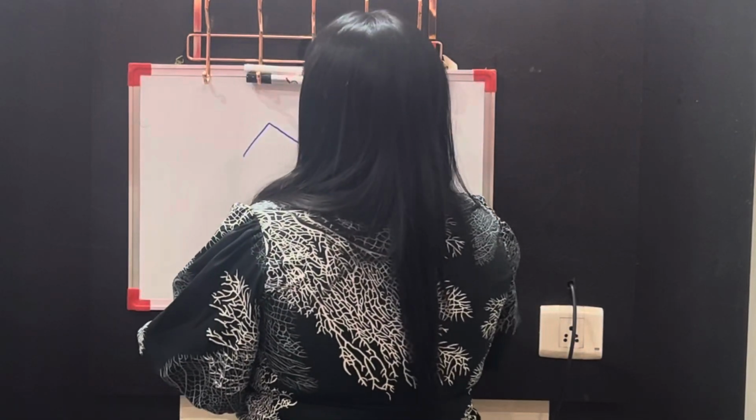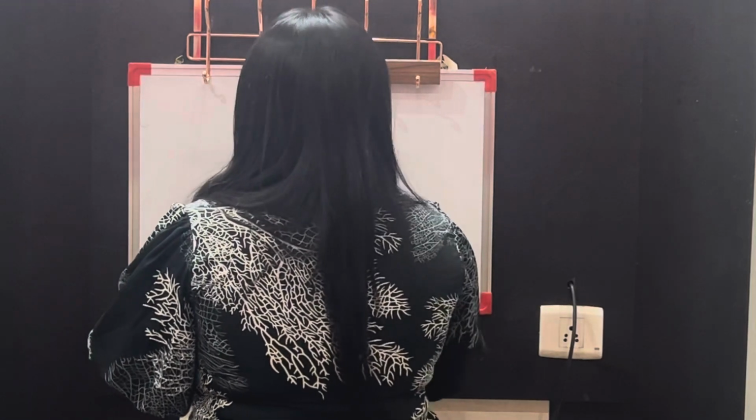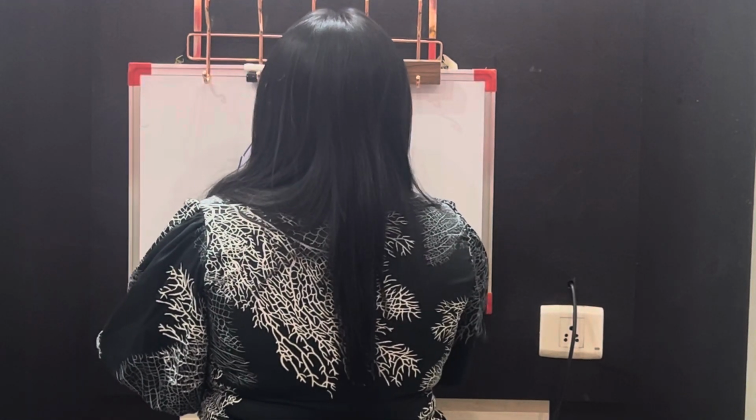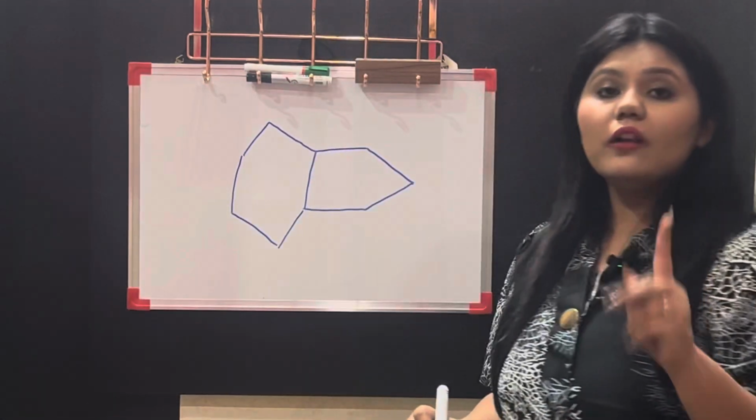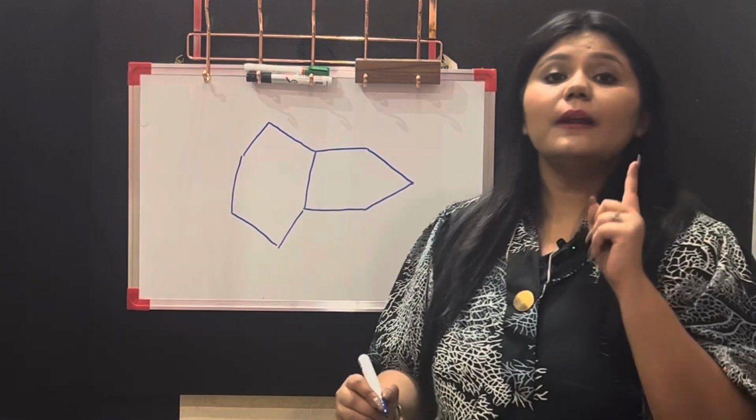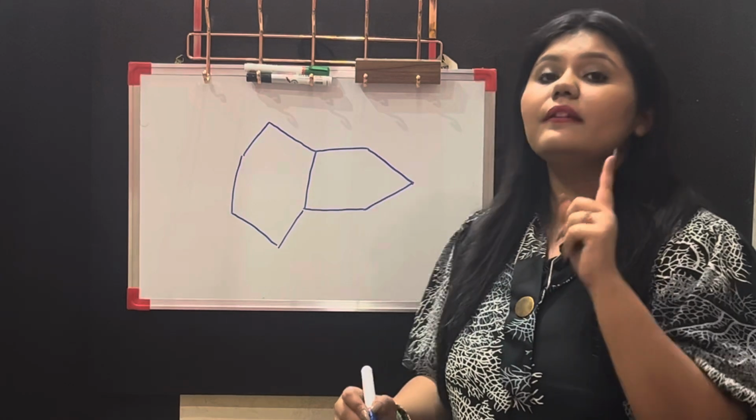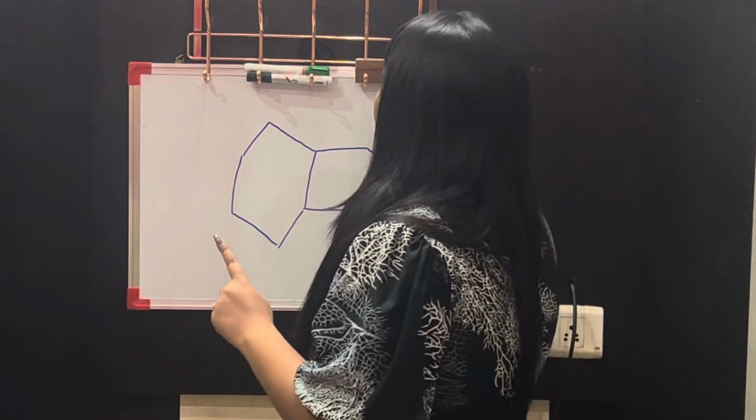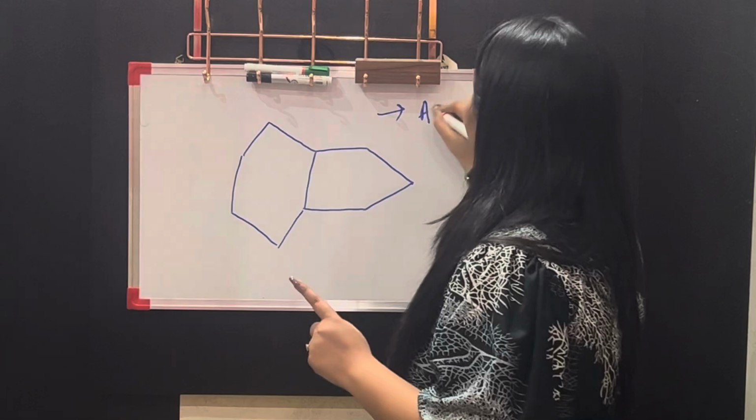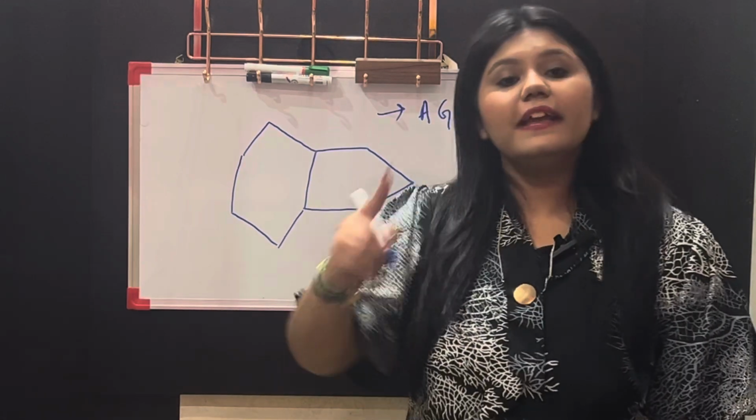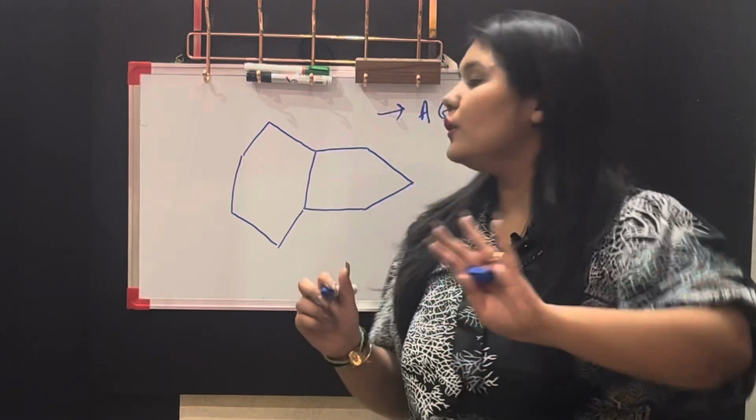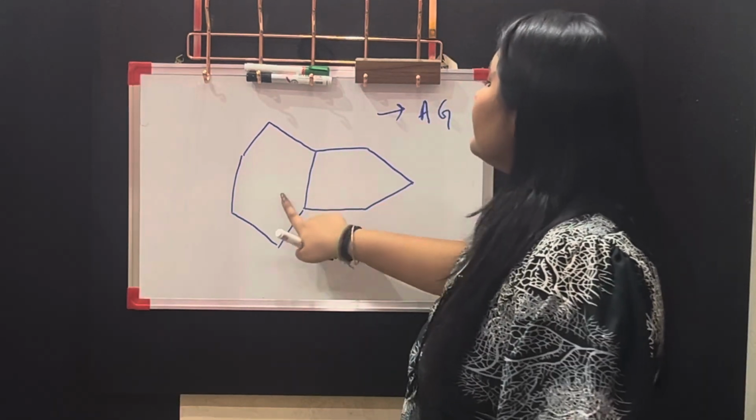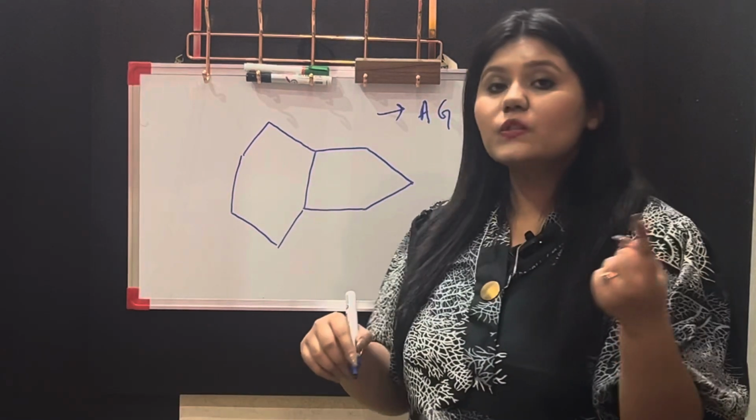Purines are made up of a double ring structure. Always remember this: purines are made up of a double ring structure, and purines contain what? A and G. You have to remember this thing. Purines are A and G, that is AG. Purine is derived from this double ring structure.